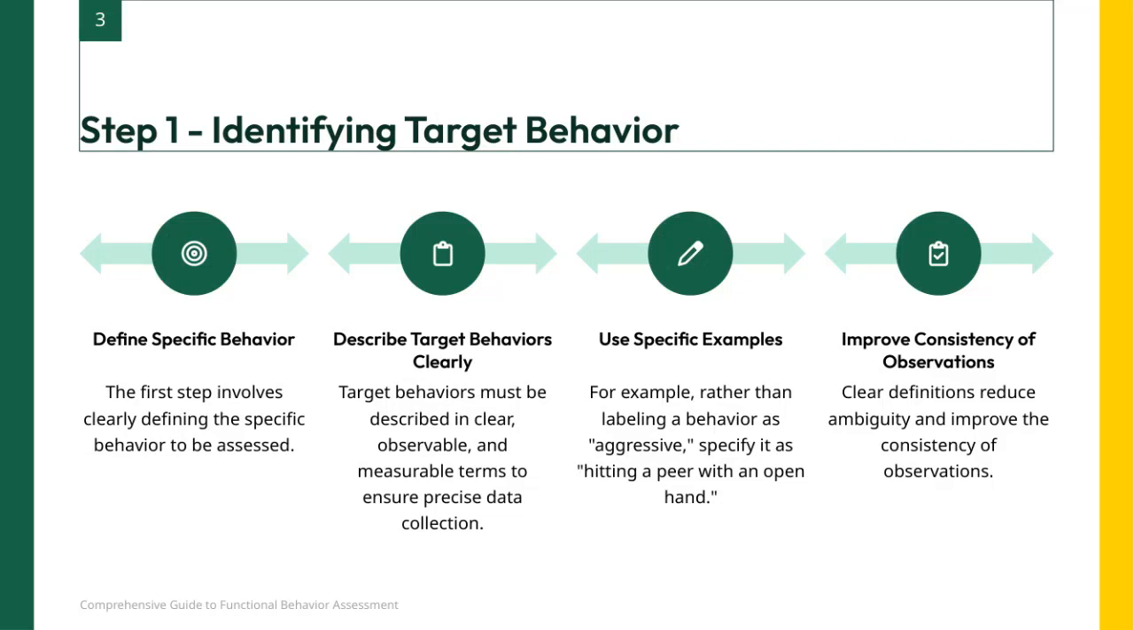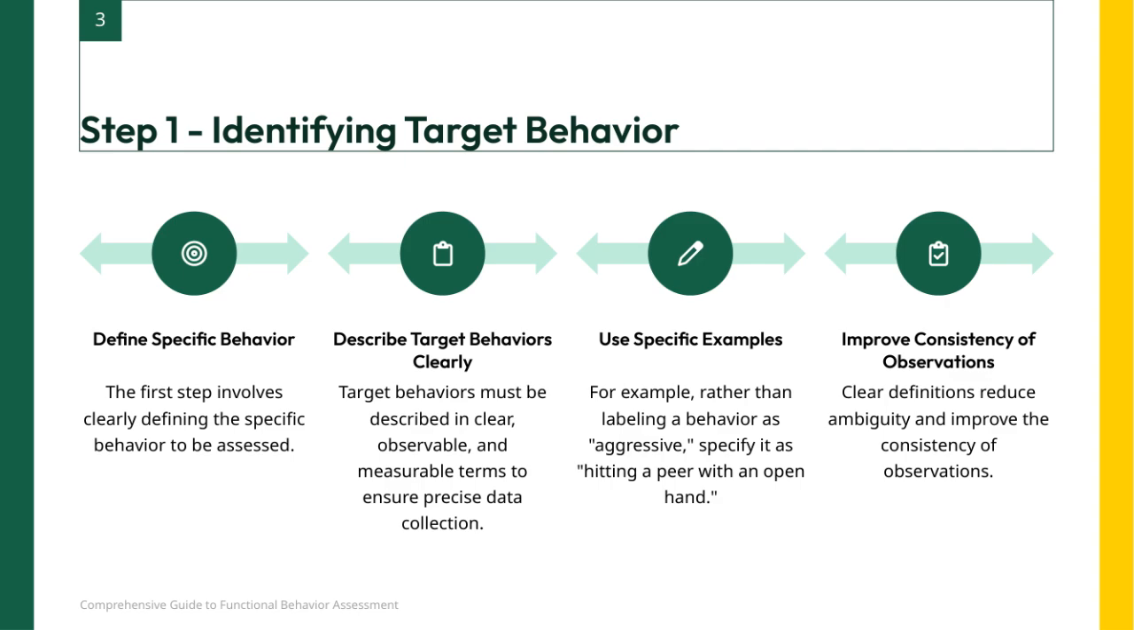The first step in our process is identifying the target behavior. This means we need to clearly define exactly what behavior we want to assess. It's important that these behaviors are described in a way that is clear, observable, and measurable. This helps ensure that the data we collect is accurate and reliable.